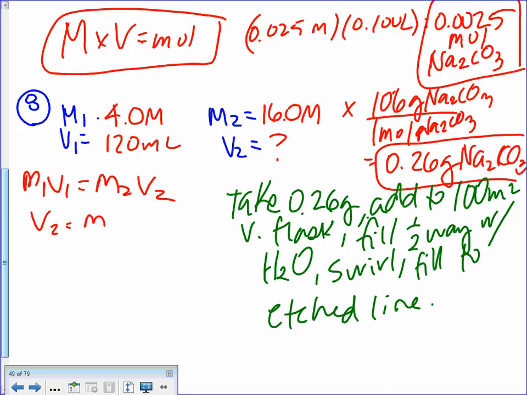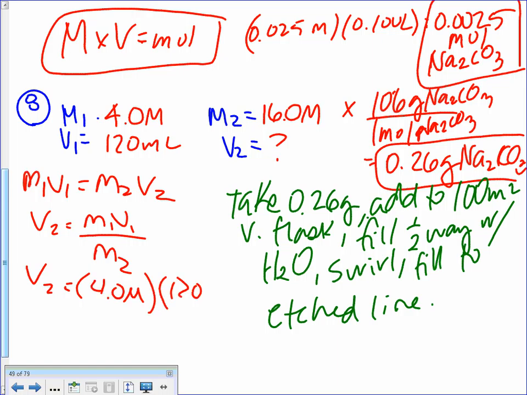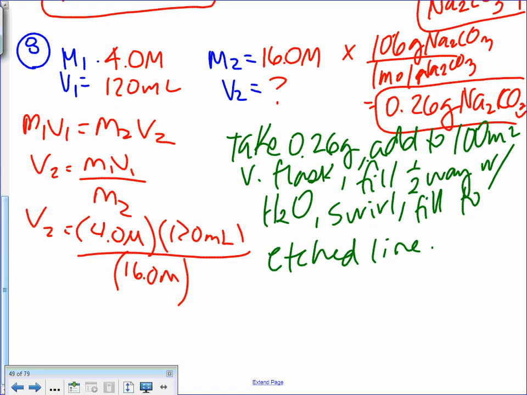So when you solve for V2, you should have done M1V1 equals M2V2. V2 is equal to M1V1 over M2, by dividing M2 out of the system here. When you plug in information, V2 is equal to 4.0 molar times 120 milliliters over 16. You can do this in your head. What's 4 over 16? 1/4. What's 1/4 of 120? 30. So a quarter of 120 is 30. Okay, so then you would say 30 milliliters.